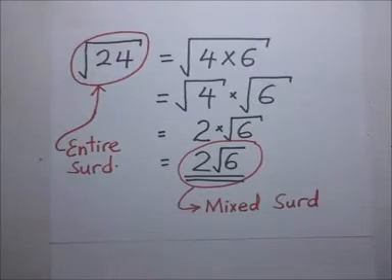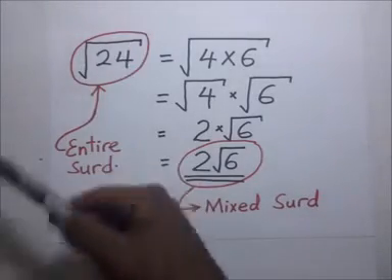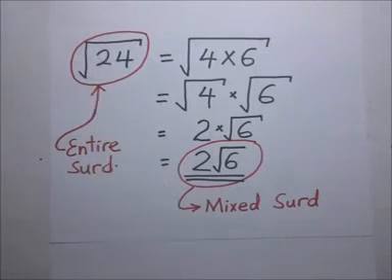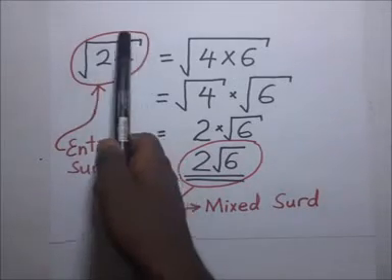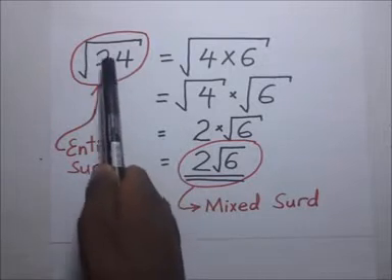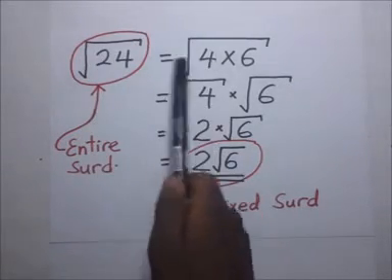Now in the simplification of these surds, in most cases we are given an entire surd, such as this one, the square root of 24, and we are supposed to simplify it. In the process of simplifying the square root of 24, we need to first split this number into its factors.